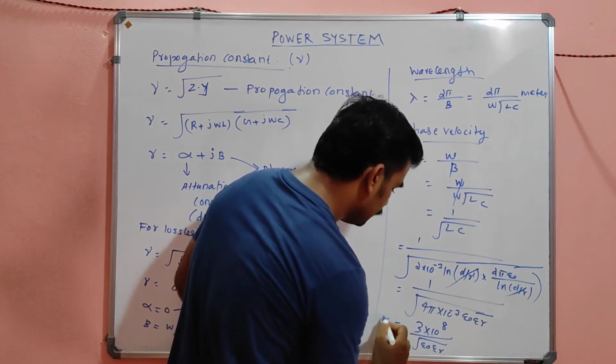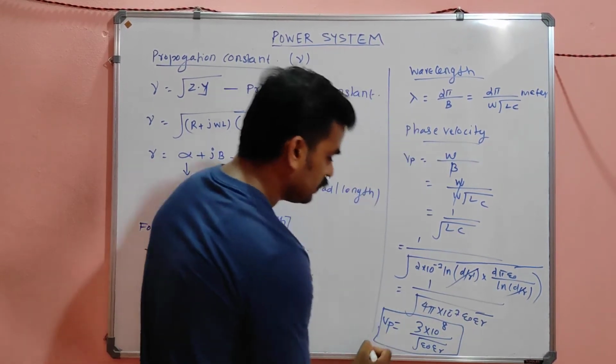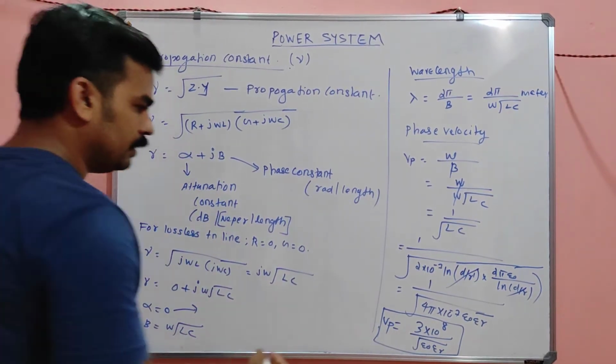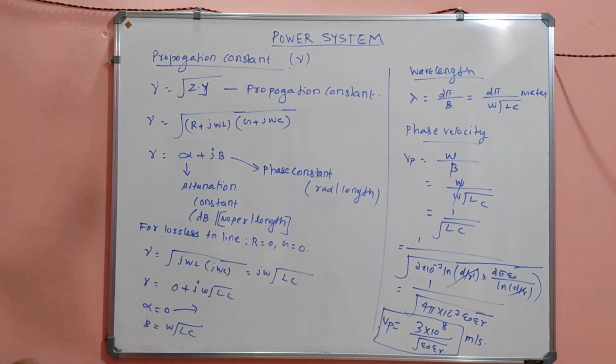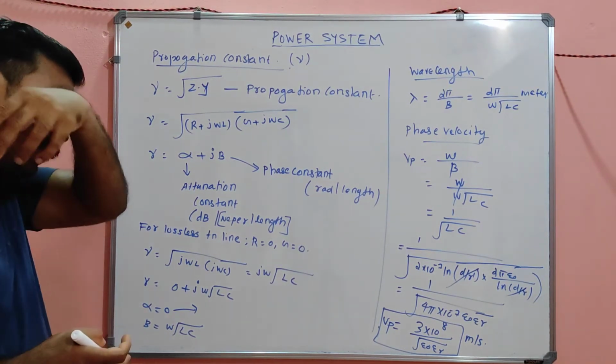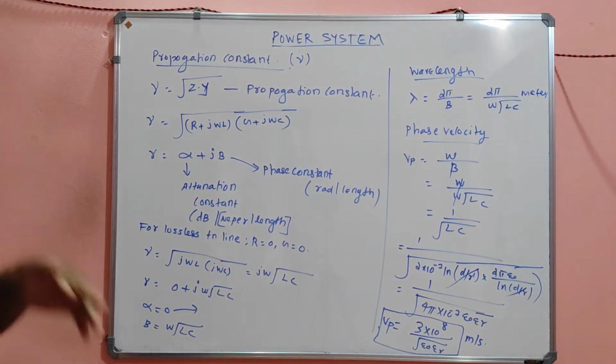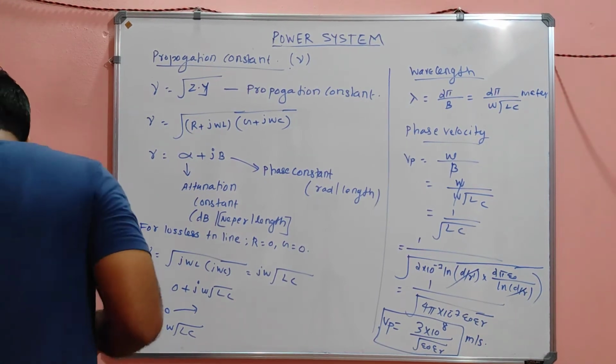That is called phase velocity. This is the expression for phase velocity: 3 into 10 raised to 8 divided by root of epsilon naught epsilon r meter per second.